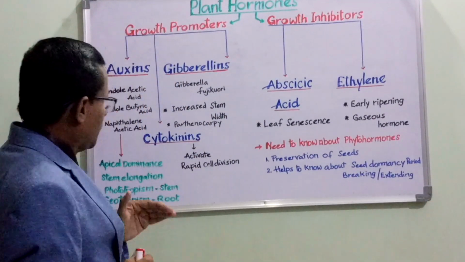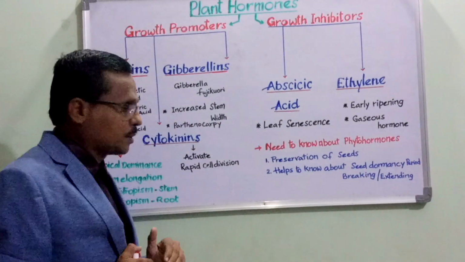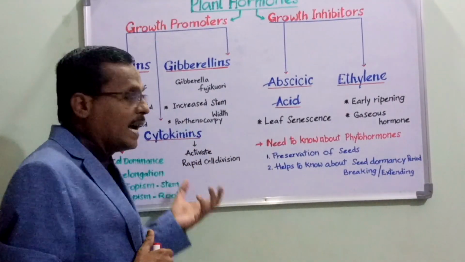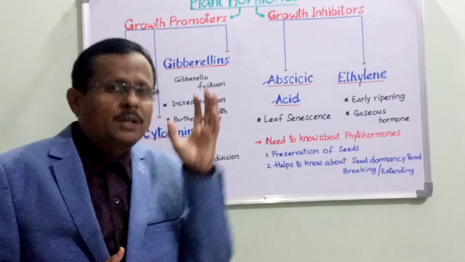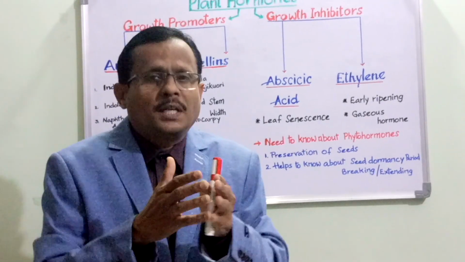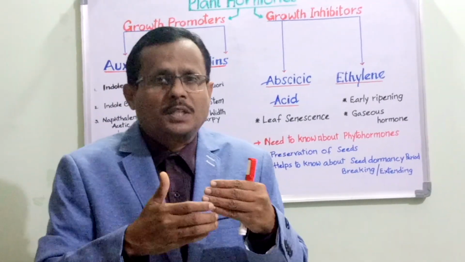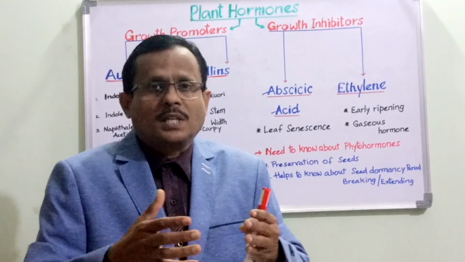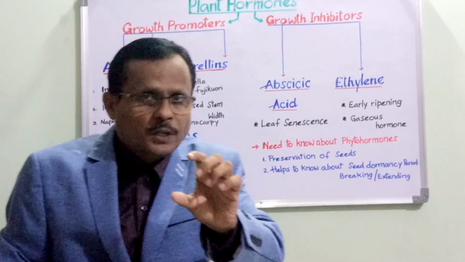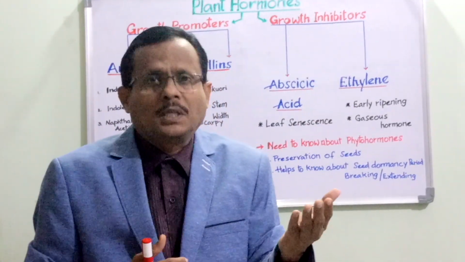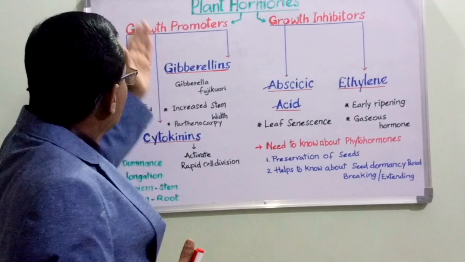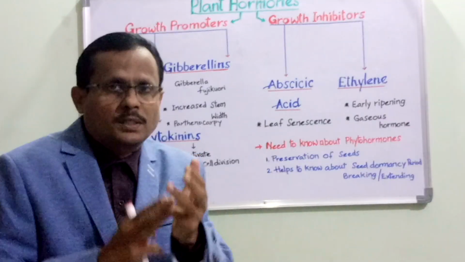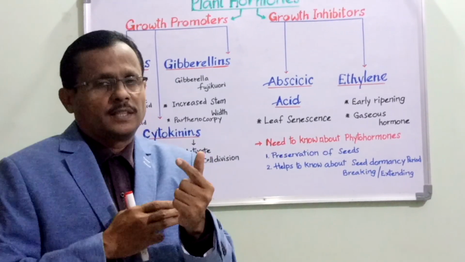Then thirdly, cytokinins are also growth promoters. These cytokinins activate cell division rapidly. That is, they contribute to rapid cell division. The pace of the cell division is increased rapidly, leading to the formation of more and more tissues, and this results in growth. Within a short span of time, you can expect a lot of growth in the plant body. And this results in growth promotion in plants. So these three are said to be the growth promoters: the auxins, the gibberellins and cytokinins.